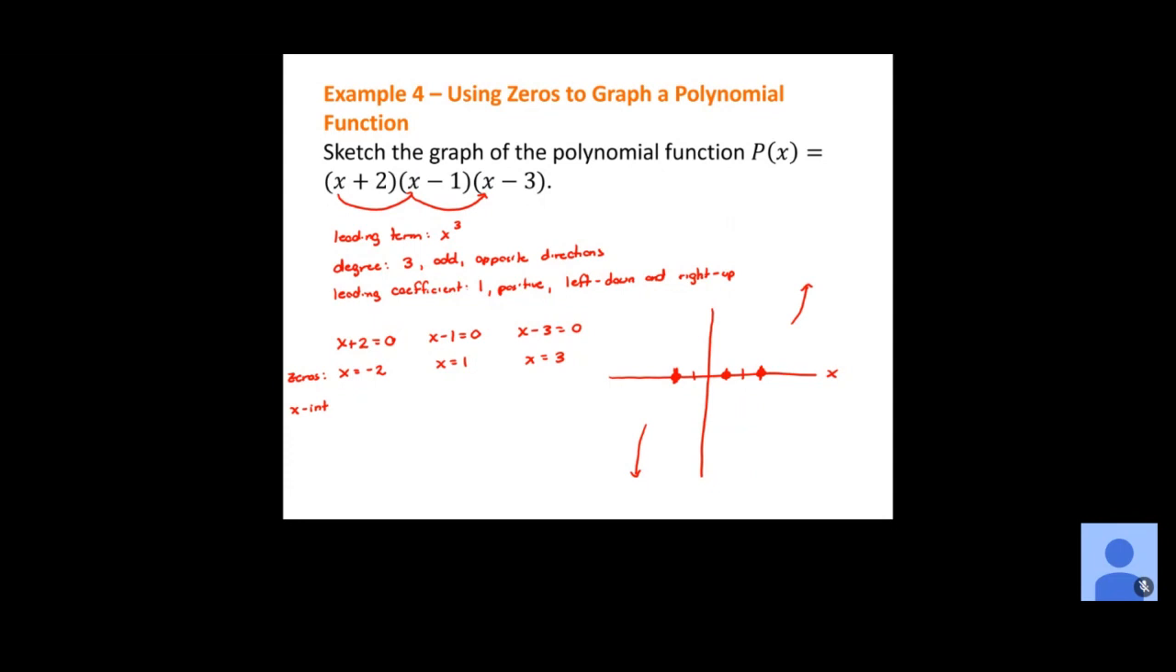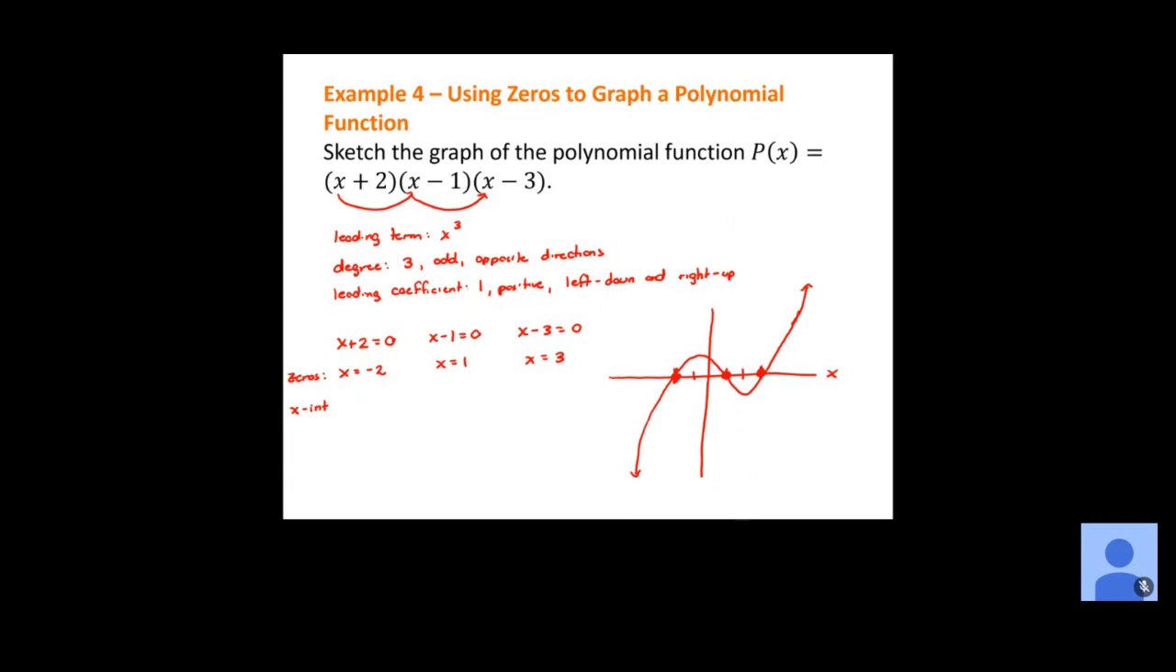Now, we still don't quite have everything we need to get a perfect graph, right? But I at least know that I need to cross through the x-axis at all of these points. So I know I'm going to need to go up like this and pass through this point, which means I'm then going to have to turn and come back down to go through this point. And then I'm going to have to turn and go back up to go through that point so that I can connect my end behaviors correctly now.